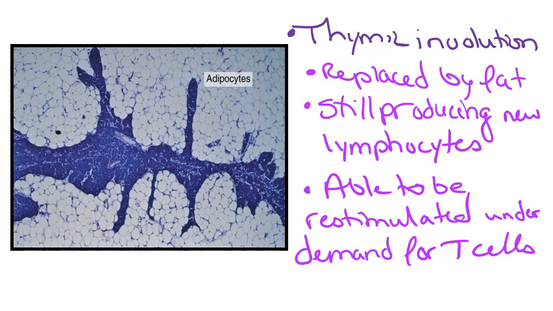So what happens when we get older? Well, come puberty, our thymus starts to involute. Okay, so thymic involution happens when we get older, and our essential parenchyma of the thymus is replaced by fat. So we're still producing new lymphocytes, just not at the level that we were when we were young. So we're still able to re-stimulate that adipocyte tissue, and then we re-differentiate it back into thymic parenchyma in the demand for T cells if we ever do take a big hit.